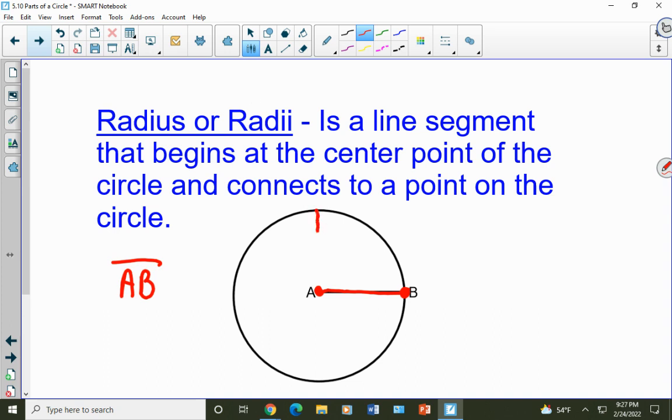So if I had another radius right here, again starting at the center point and going out to a point on the circle, let's say this was C. Then radius AB, or line segment AB, and radius AC. Both of these would be radii because there's two of them. If I was just talking about one of them, I could say the radius AB or the radius AC. But if I'm talking about both of them, I'd say the radii AB and AC. Hopefully that's not too confusing.